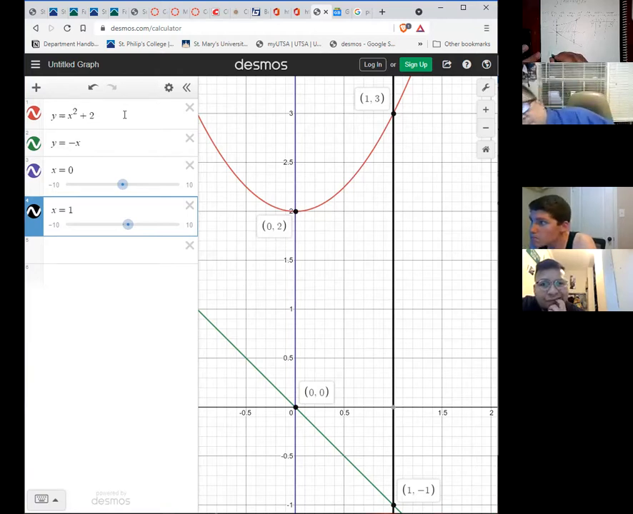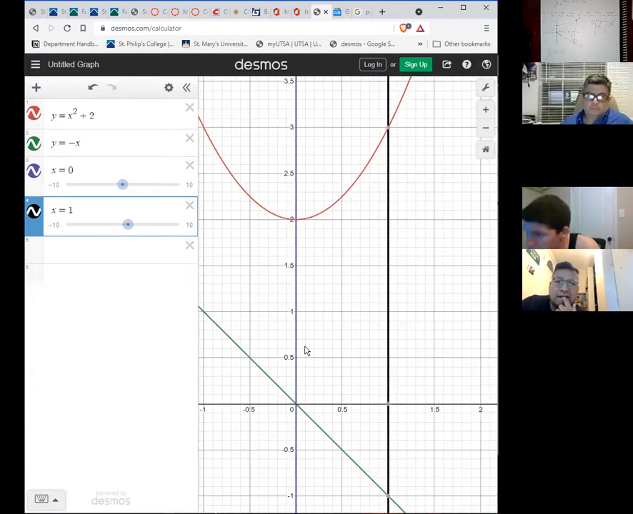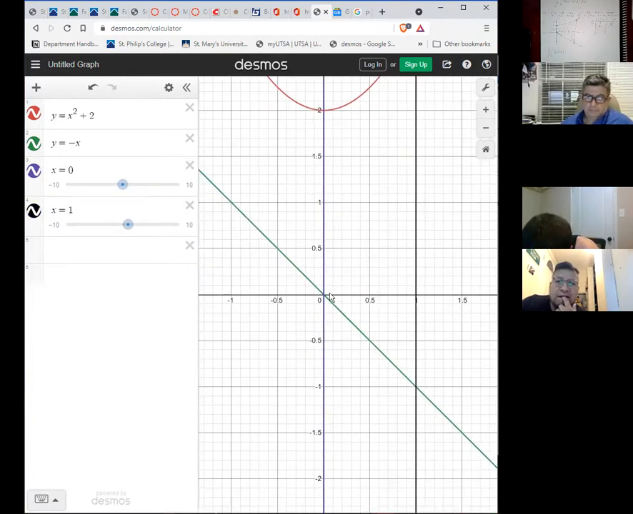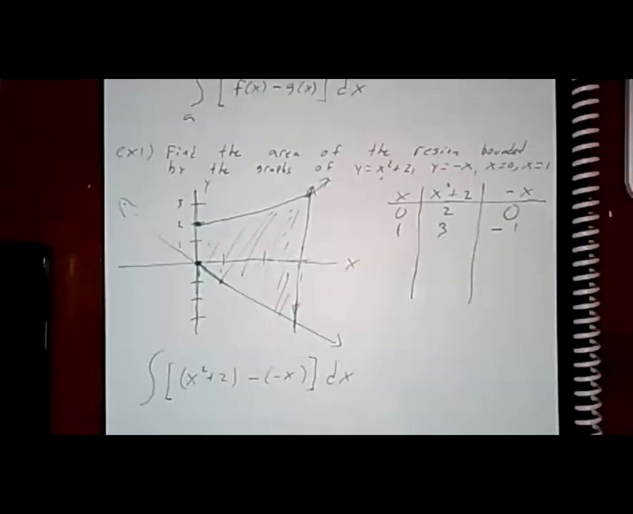So I'm going to integrate. You write down x squared plus 2 minus, now what's on the bottom? What is the bottom of the region? Negative x. So minus the negative x dx. Let me switch back. So the top function minus the bottom function.